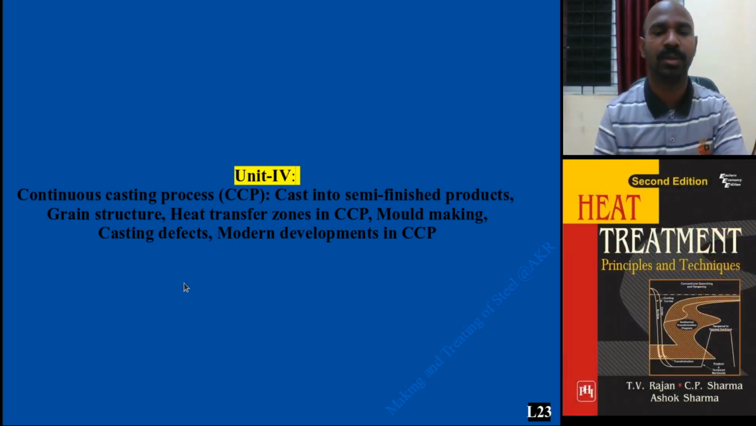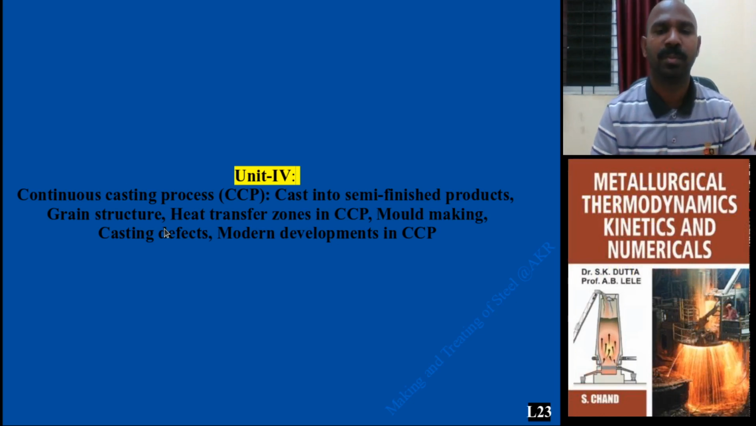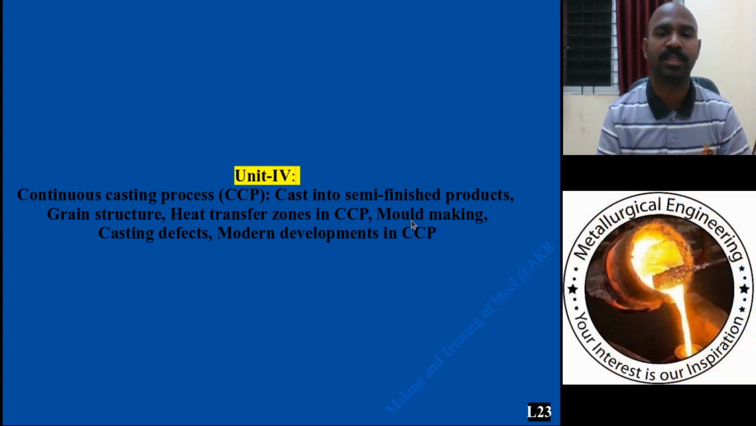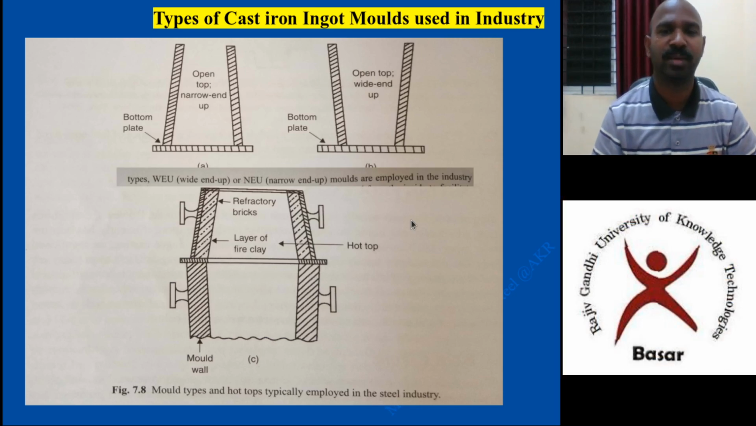Continuous casting and the other topics are going to be introduced here: cast semi-finished products and grain structure. What is the grain structure, or the cast structure, of the casting product? What are the heat transfer zones? What kind of heat transfer phenomena are involved in the continuous casting process? And mold making: what are the types of mold, what is the mold making material, and what are the casting defects? What are the modern developments in the continuous casting plant? These are going to be introduced in this unit. Now I am going to talk about this process.